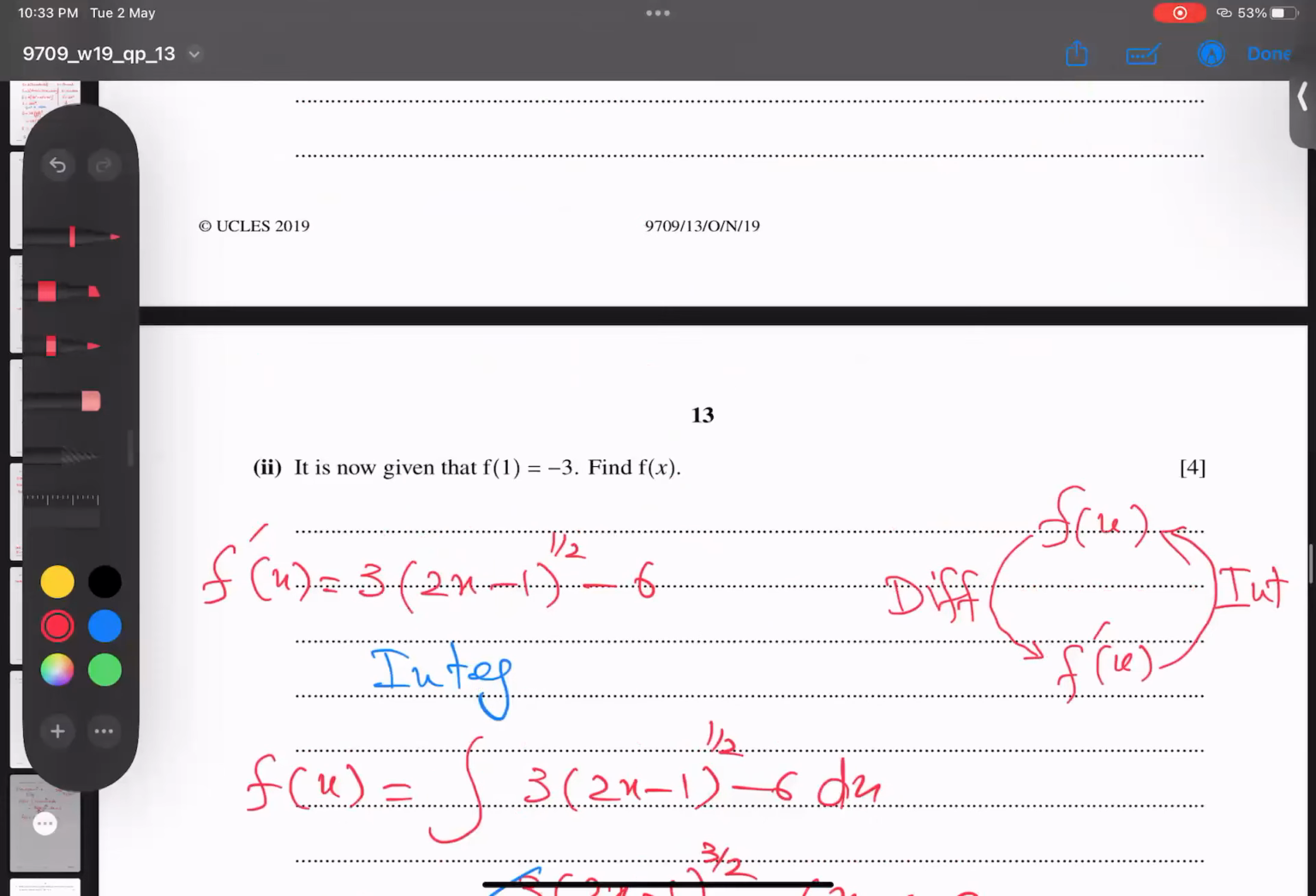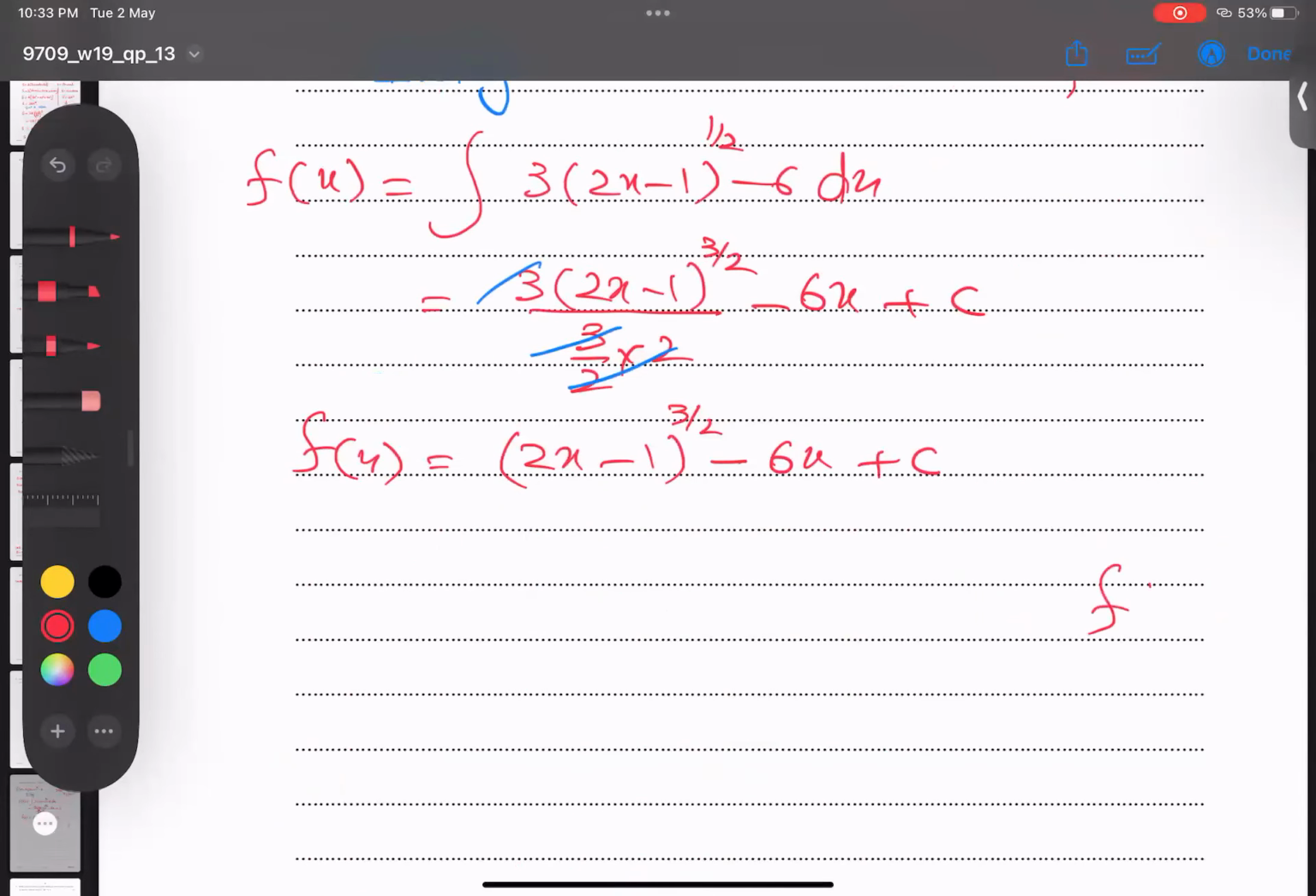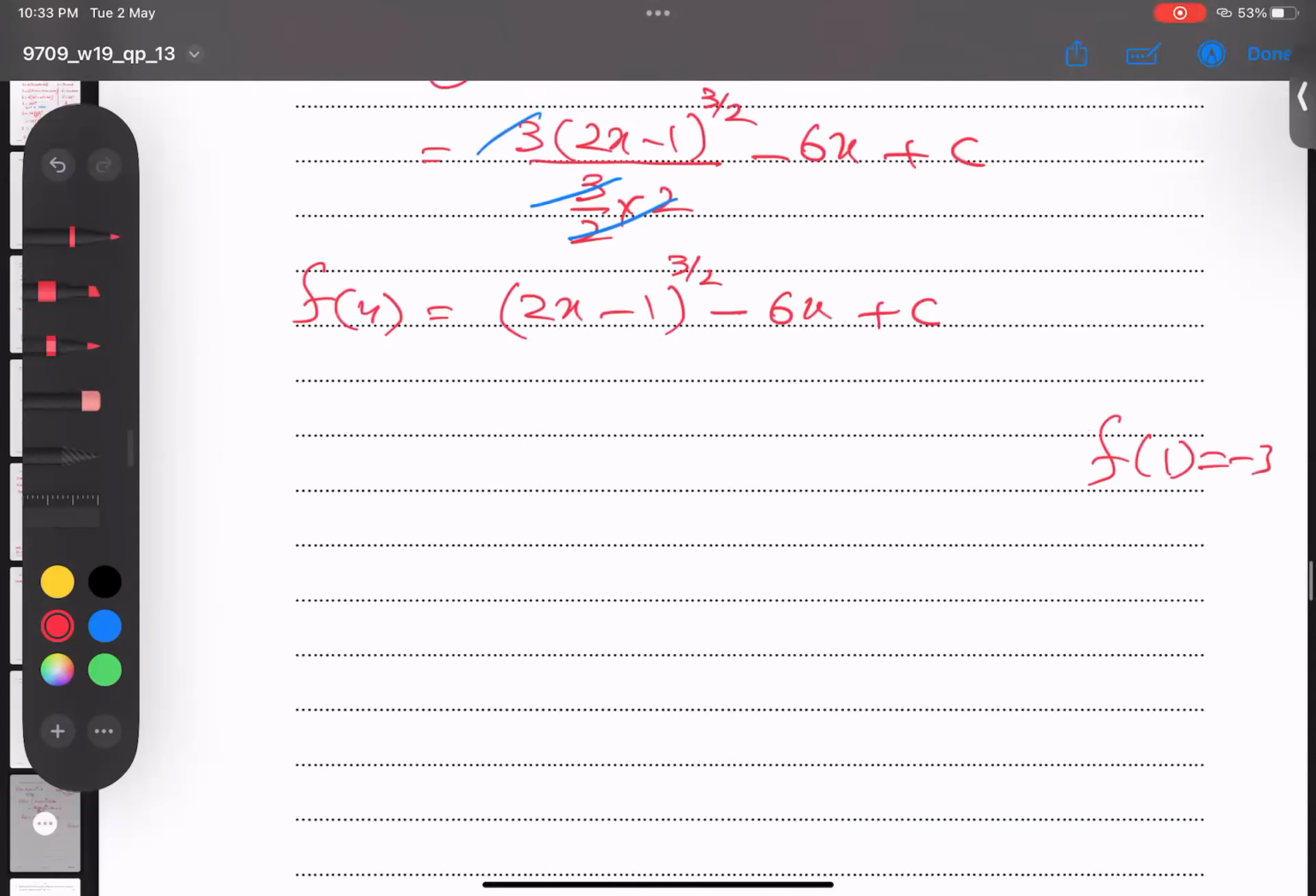Now we have to look at this value: f of 1 equals minus 3. Let's try to understand what this means. This means x is equal to 1, and the whole thing is called y, or f of x. So f of 1 says, no problem at all, I can write directly. First of all, I replace every x by 1.